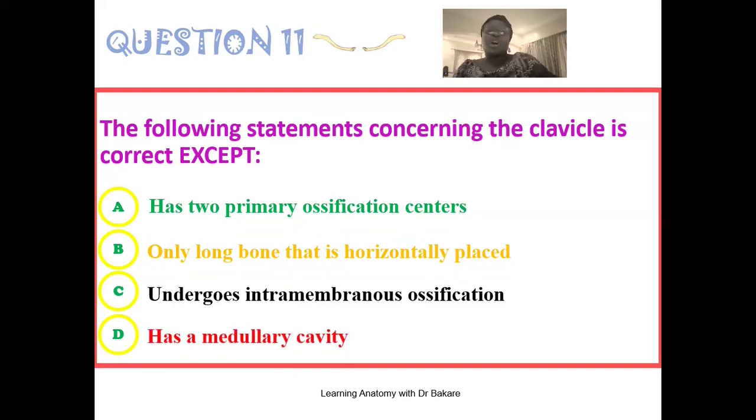All of the following options here are correct except the fact that it has a medullary cavity. The clavicle does not have a medullary cavity, hence this is the correct option. All the other options here are correct about the clavicle. It is seen to have two primary ossification centers, and it is the only long bone that is seen to be horizontally placed. It is also seen to undergo intramembranous ossification.